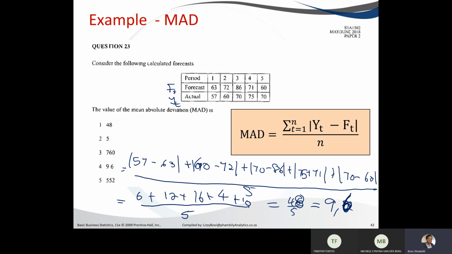And that's how you calculate the mean absolute deviation.